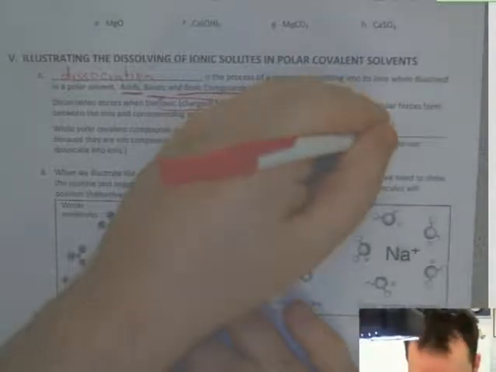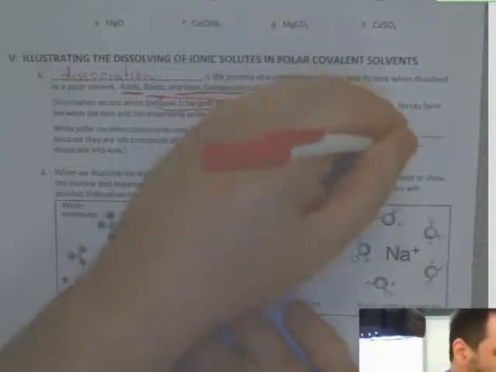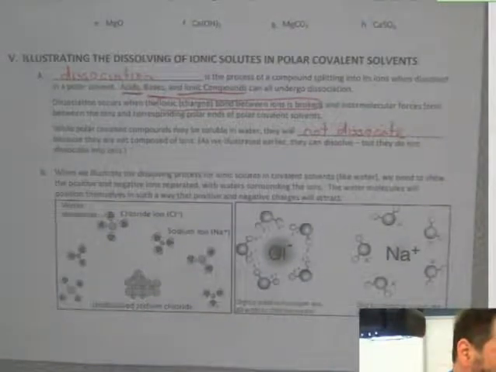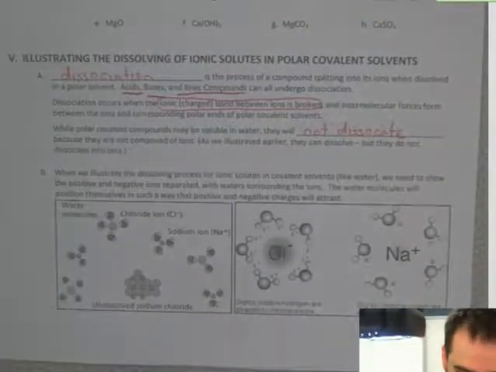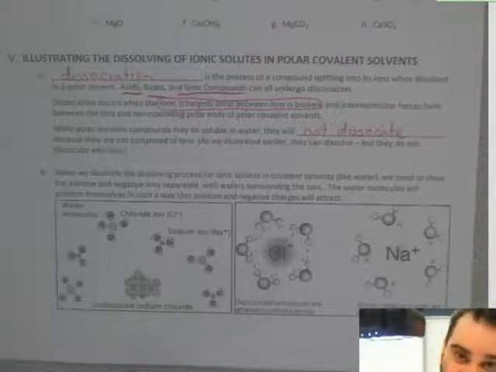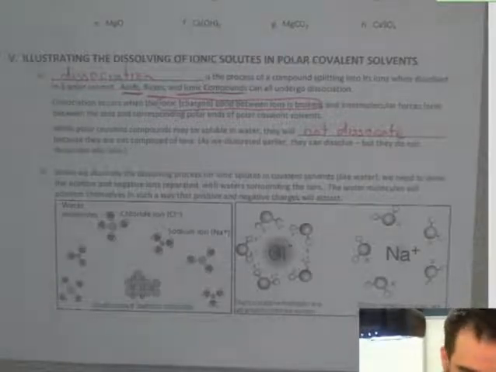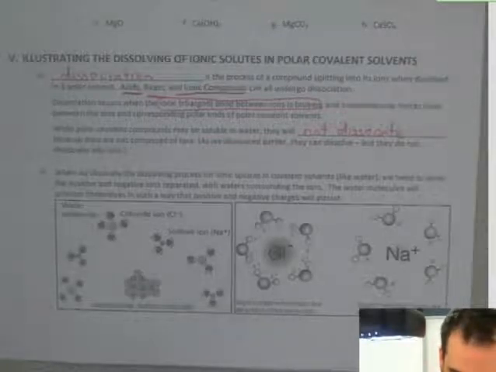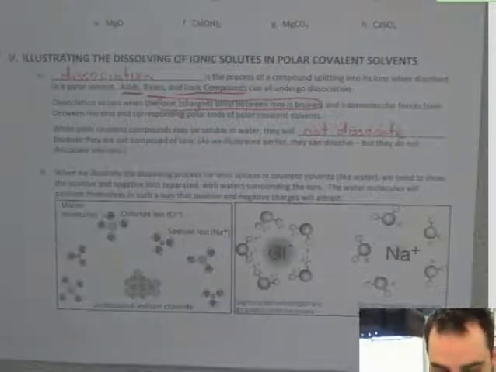Because these are covalent compounds. Covalent compounds don't dissociate unless it's an acid. And even then, I consider the acids ionic. Okay. They can dissolve, but they do not dissociate into ions.